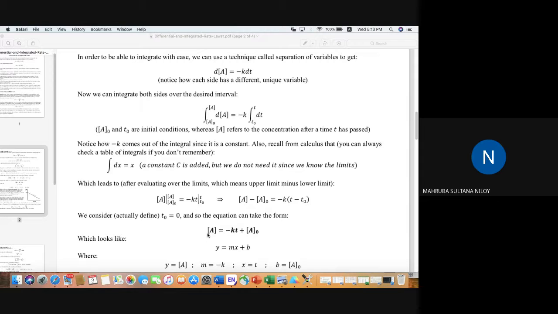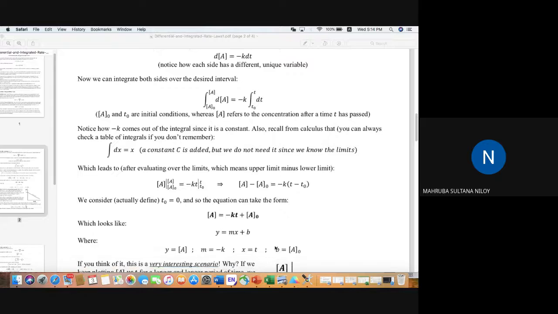Okay, then we can compare this equation with this one. So here A equals y, and minus k equals m, and t equals x here, right? Yes, sir. Okay, and here A naught equals b, because we already know the initial concentration, right? Yes, sir. So the value is known to us.